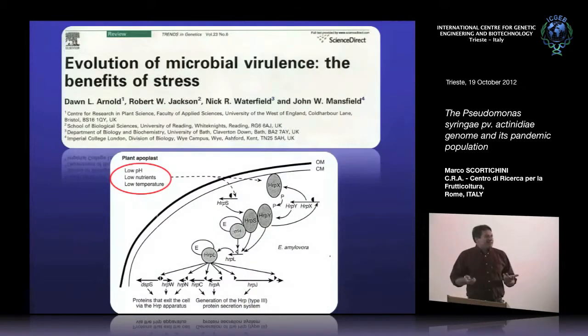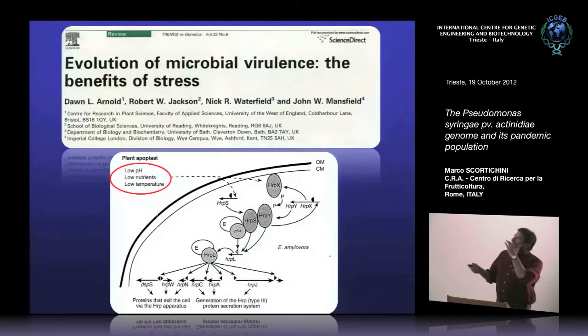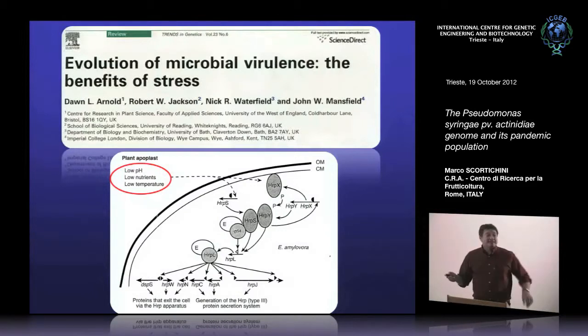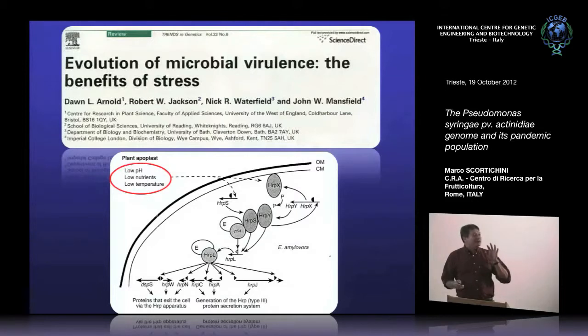How is this sudden pandemic disease possible everywhere, with aggressiveness everywhere? One path to follow is this: the evolution of microbial virulence, the benefit of stress. You see the plant apoplast, that is the space in between the cell walls. You know that plant-pathogenic bacteria at the beginning of the infection are not able to go directly into the cell. They live for some period, that could be 2, 3 days, 7 days, we still don't know exactly, in the plant apoplast.